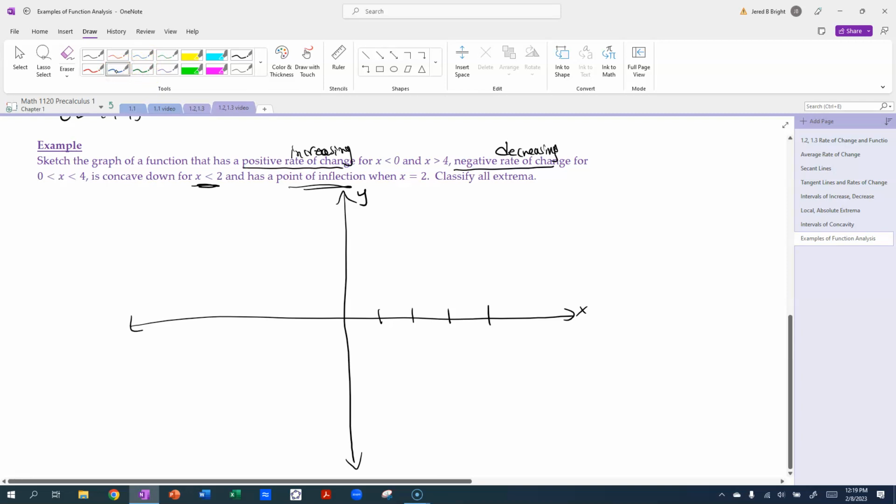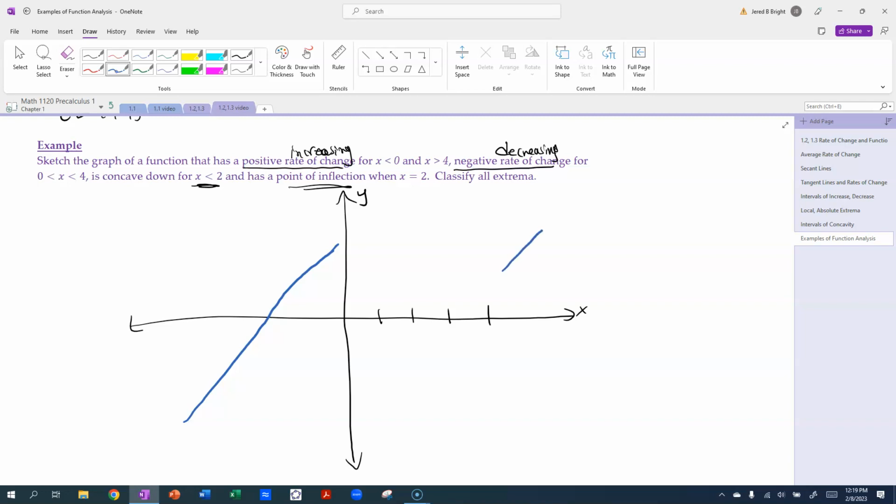I'm just going to sketch, and if I need to erase and redo, we will. So it says the function has a positive rate of change, so it's increasing, right? So it's increasing for x less than 0. Going from left to right before 0, it's going up. And it also has to go up after 4. So it looks something like this. I haven't taken concavity into consideration.